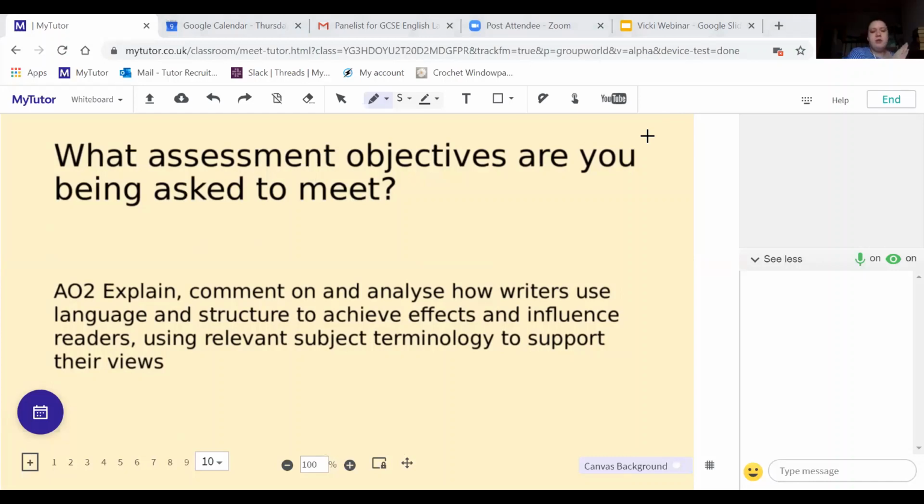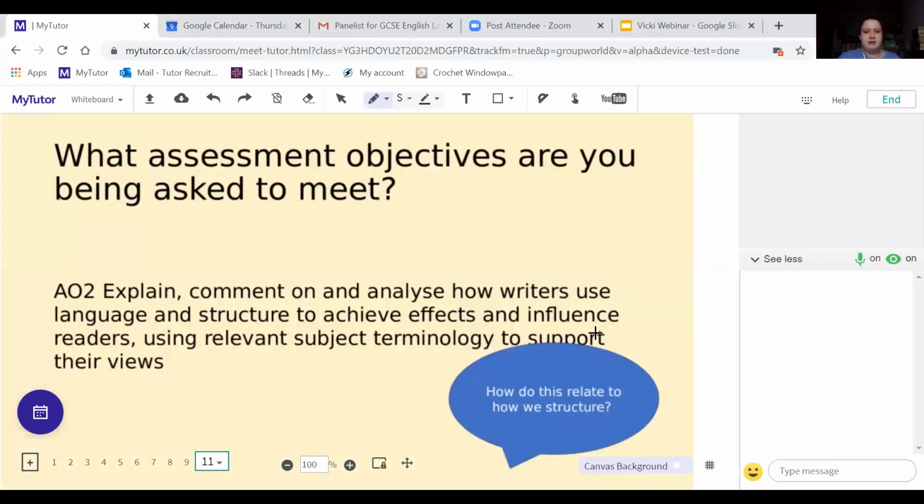So AO2 then: explain, comment on and analyse how writers use language and structure to achieve effects and influence readers using relevant subject terminology to support their view. Right. I'm sure I'd highlighted this, but perhaps I haven't. So, you need to explain, comment, analyse. Now, in terms of structure, ignore that one for this question.